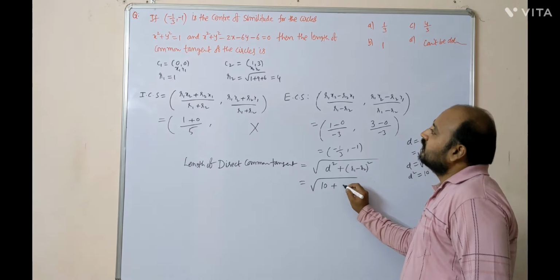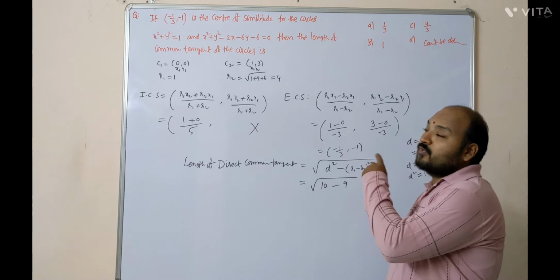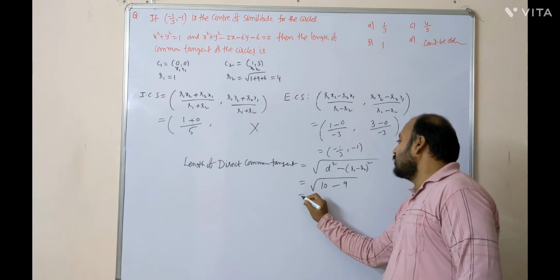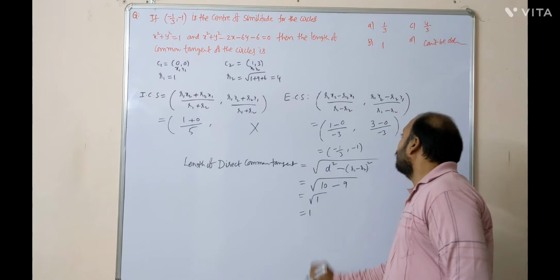Sorry, here it is minus, dear students. Minus (R1 - R2) means 1 - 4, that is minus 3. Minus 3 whole square is 9. So root of 10 - 9, that is root 1, which is equal to 1. It is there in this.